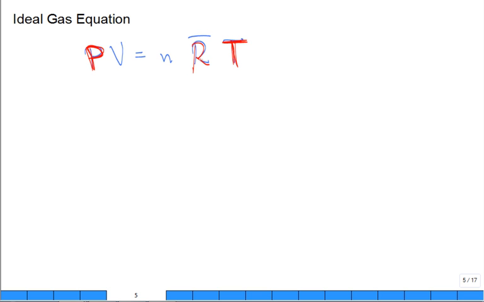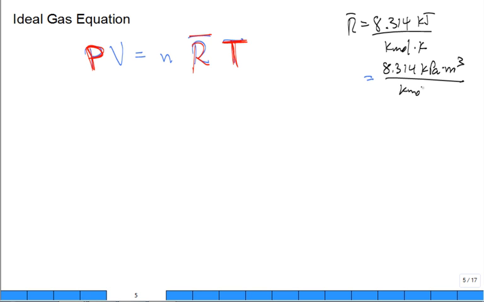The universal gas constant. R bar is something like 8.314 kilojoules per kilomole Kelvin. Sometimes, when you're dealing with pressures and volumes, it's really convenient to substitute for that kilojoule and write it as 8.314 kilopascal times a meter cubed divided by kilomole Kelvin. Is a kilojoule equal to a kilopascal times a meter cubed? It is. And a lot of times that's a very convenient form for R bar.